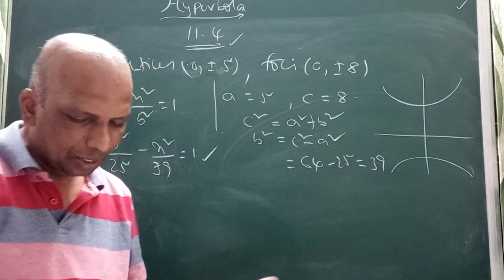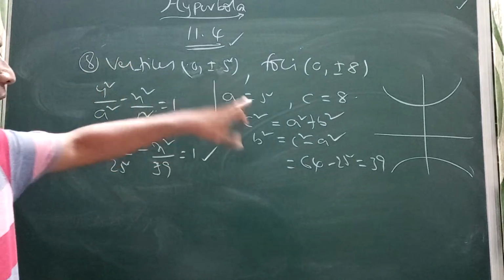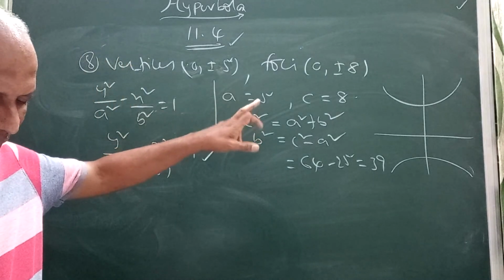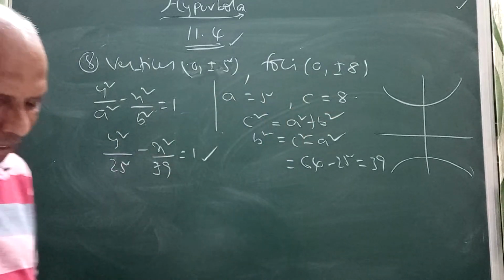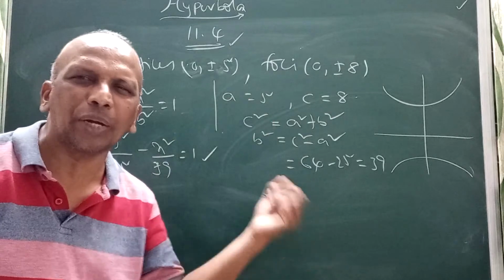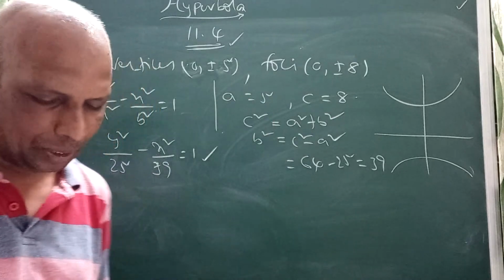Because both are the same. The given foci is 0 comma plus or minus 3, so a is equal to 3. You will get the foci, and c is equal to 5. Similar, you can do that yourself for the ninth one.